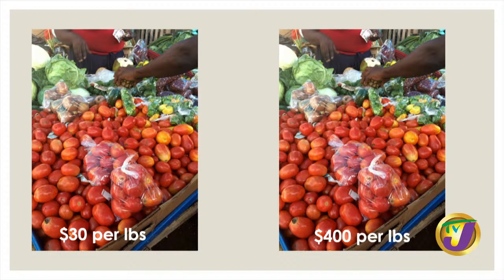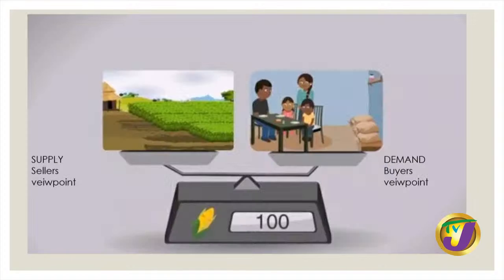Now, what has influenced the change in price is what we call demand versus supply. So there's an increase in price for tomatoes by $370. Now, let's dig further. Let's picture the market space as the scale. On our left, we have an image that represents production. Production is what we could refer to as supply.